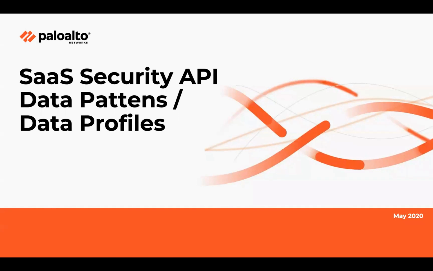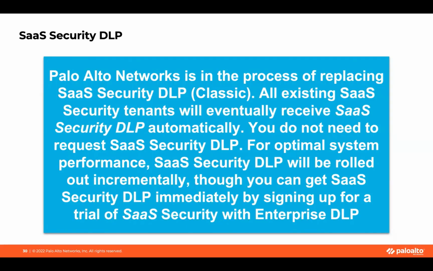In this section, we talk about SaaS Security API, data patterns, and data profiles. Palo Alto Networks is replacing the DLP Classic. All customers' tenants will receive SaaS Security DLP automatically, and no action is required from customers. We will talk about the differences in the next slide.